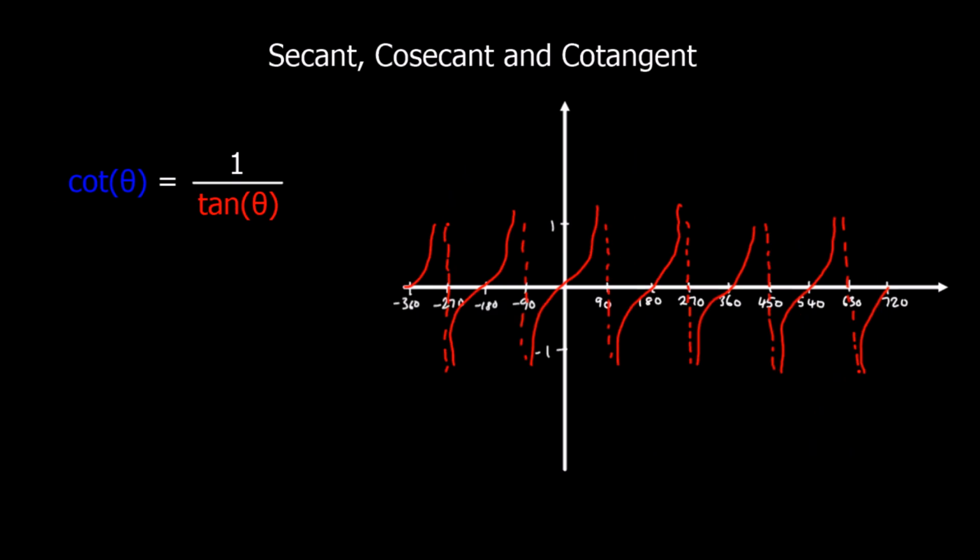And cot theta finally. So again, wherever tan theta goes through 0, we get asymptotes. So every 180 degrees, we have an asymptote.